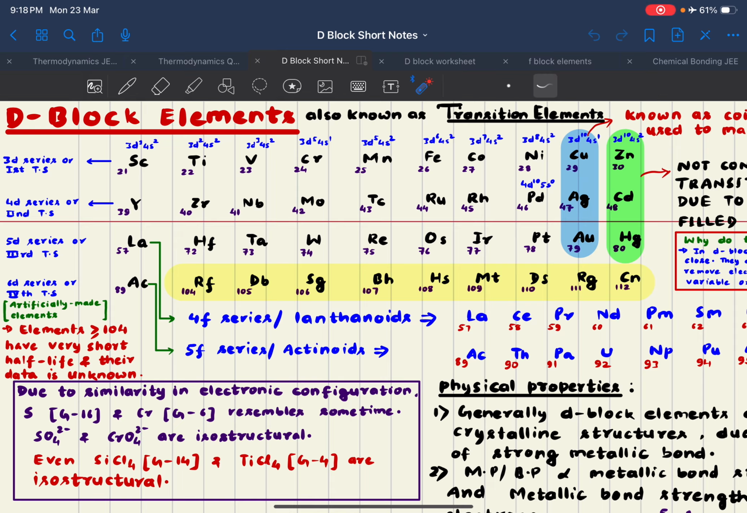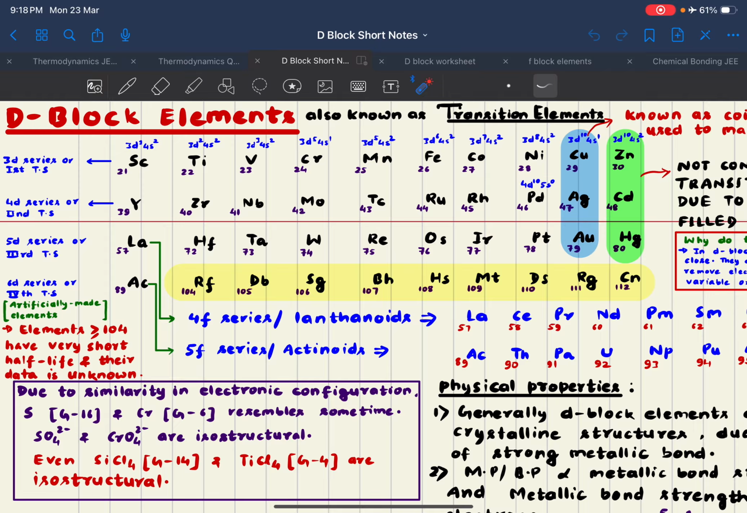They are radioactive, meaning they emit radiations, and when they emit radiations, their half-life is very small. I have mentioned that their half-life is very short and their data is unknown to us. And because of this, we don't talk about their properties as well. That's why in your syllabus, you have to talk about the 3d series, the 4d series, and the 5d series. Hope it's clear.